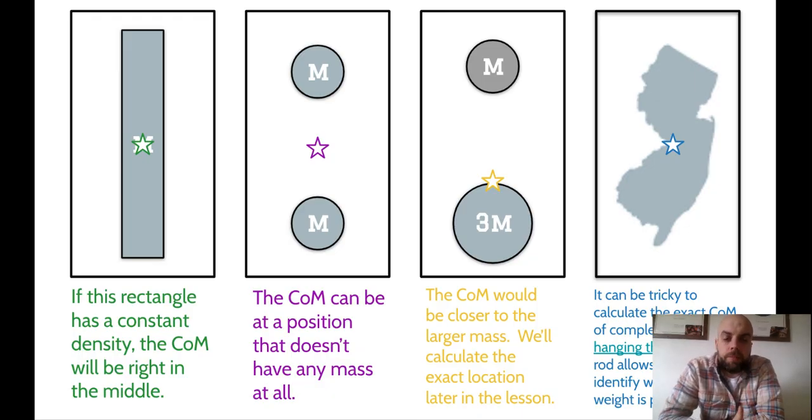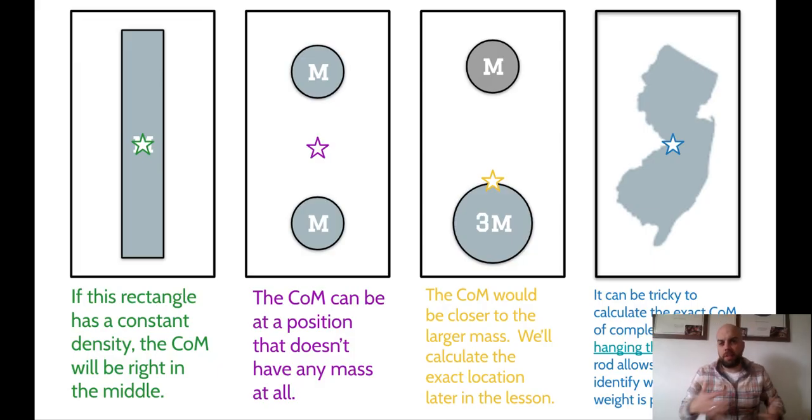For the purple system, the center of mass would again be right in the middle there. And that's okay. The center of mass doesn't have to be where any mass actually is. In the case of the yellow system with the M and 3M, the center of mass wouldn't be in the geometric center, but shifted more towards the mass of 3M, because the center of mass is going to be the average location of all the mass in a system.